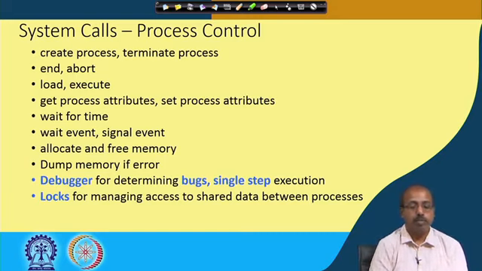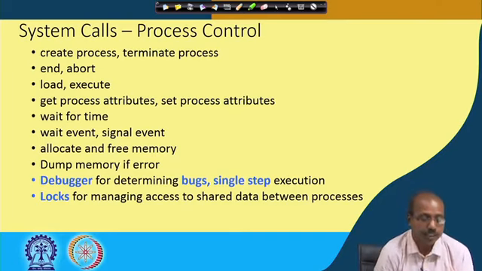Then get process attributes and set process attributes. Some of the attributes of the process are who is the owner of the process, how much time we should give it, and what is the priority of the process. That way we can get the attributes of the process, or sometimes we may want to set them. It may so happen that we want to reduce or increase the priority of a process. That can be done by the system administrator, but the operating system should provide some system call by which that can be carried out.